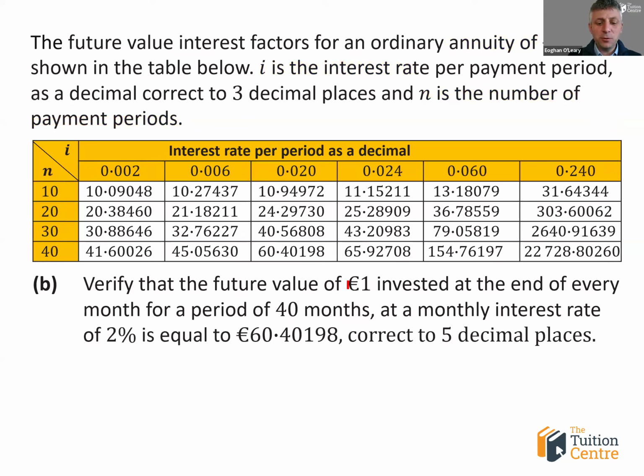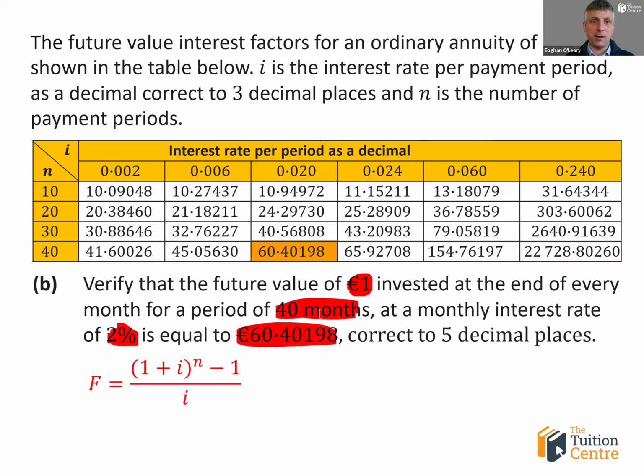Okay, verify that the future value of €1 invested at the end of every month for a period of 40 months at a monthly interest rate of 2% is equal to €60.40198, correct to 5 decimal places. Now, if I was a betting man, I would bet that people inside the exam were confused at that point. They weren't quite sure what to do. However, it is following on from the previous part. We have the formula given to us in the previous part, okay?